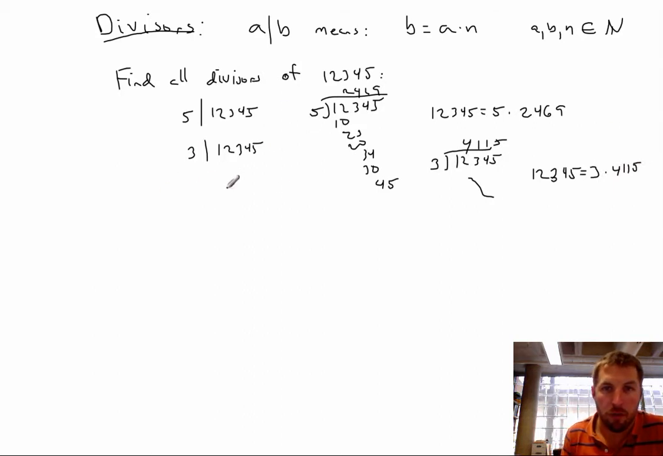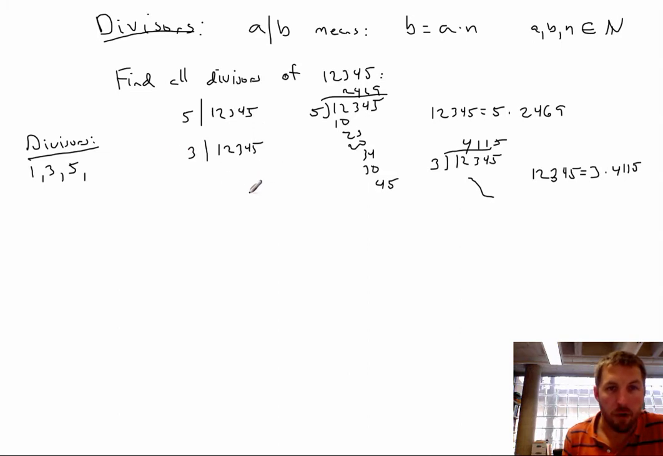Okay, so maybe we should start making a list here. So the divisors are, well, let's not forget 1. 1 definitely divides 12345. And does 2? No. We found out that 3 does, so I'll put that in our list. 4, well, if 2 doesn't, then 4 doesn't. 5 does. Let's see here. What other numbers do we have here? Well, we can get rid of all the even numbers because if 2 doesn't go in, then no other even number does. We should probably try 7.